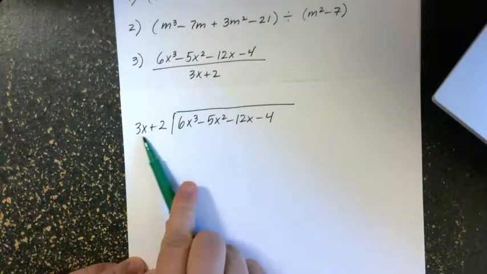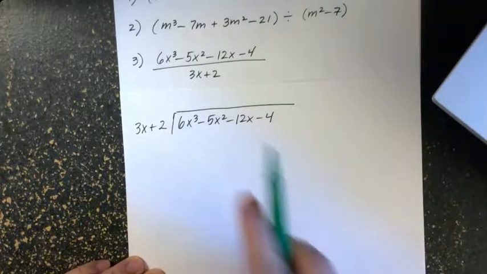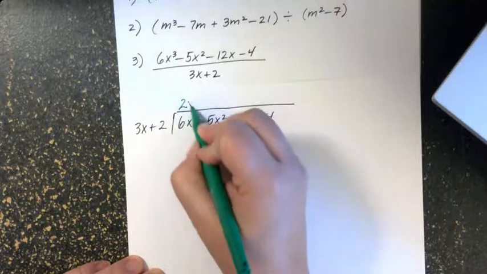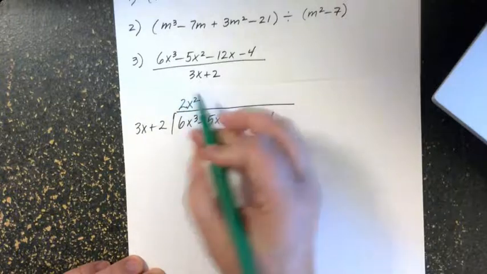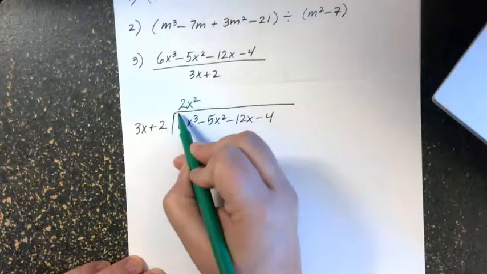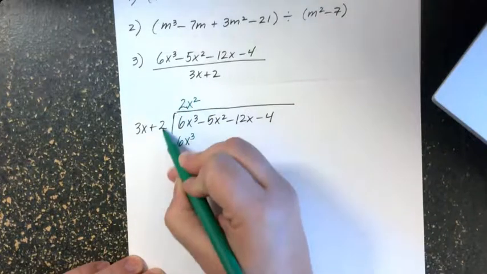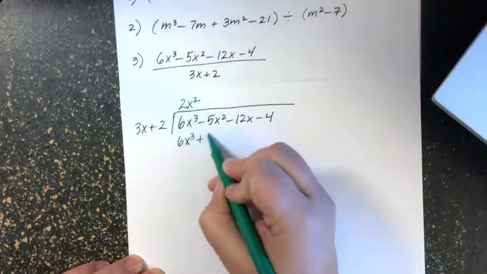3x times what makes 6x cubed? Well, that would be 3 times 2, and x times x squared. So 2x squared is my answer. So 2x squared times 3x is 6x cubed. 2x squared times 2 is 4x squared.